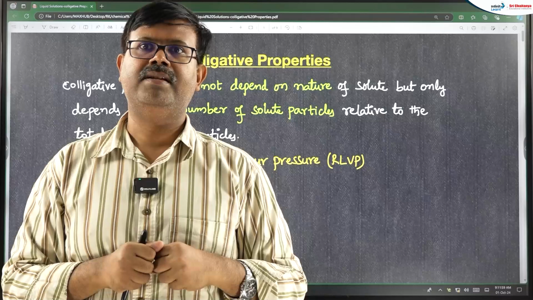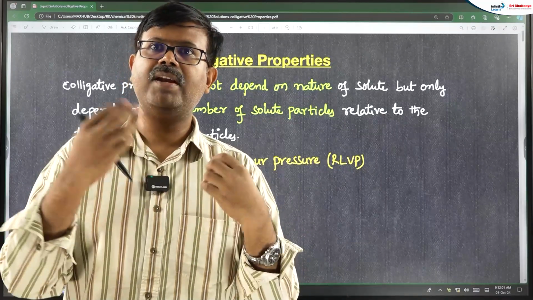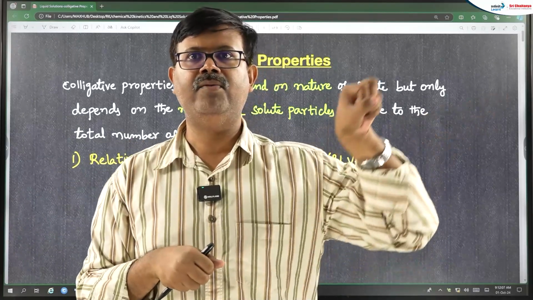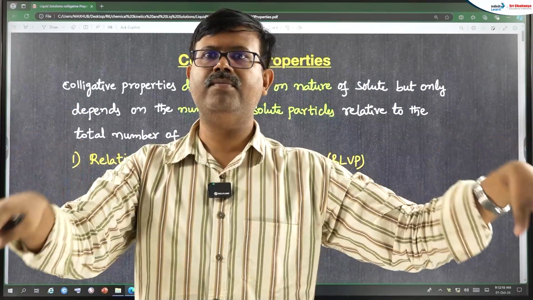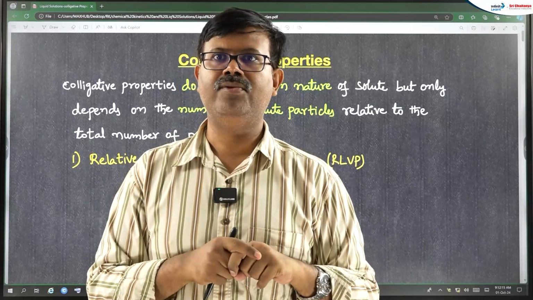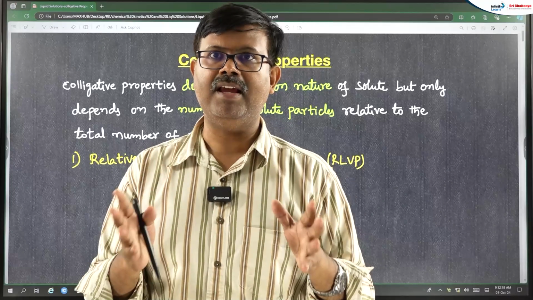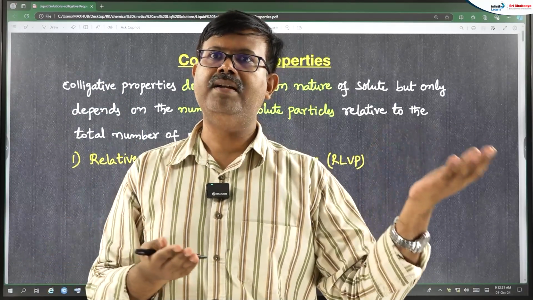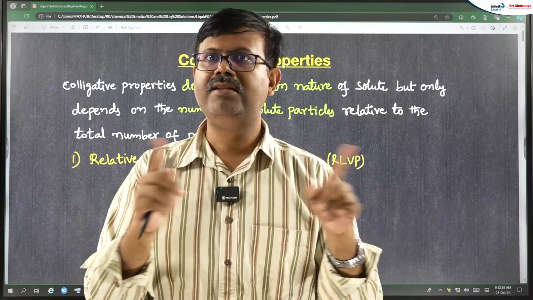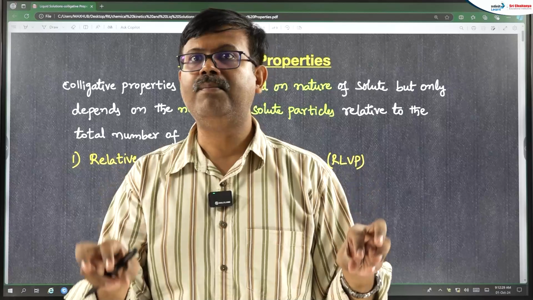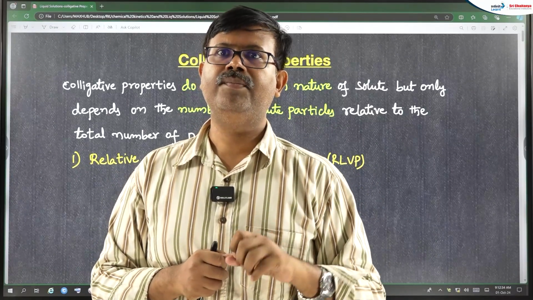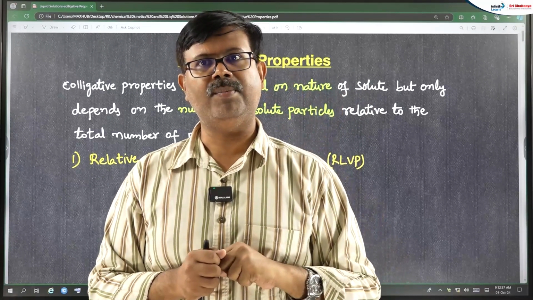Two different substances. But if I add the same number of moles, for example, 1 mole of glucose here and 1 mole of sucrose here, that is, the same number of solute particles, even though the nature of the solutes is different, the property values will be the same in the first beaker and the second beaker. Such properties, which do not depend on the nature of the solute but depend on the number of solute particles, are called colligative properties. We study 4 such properties in this chapter.